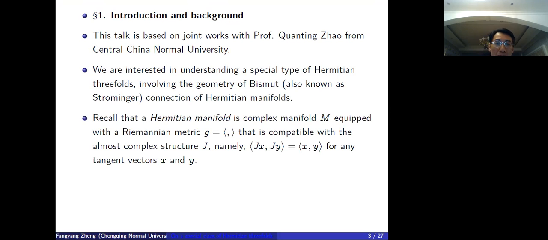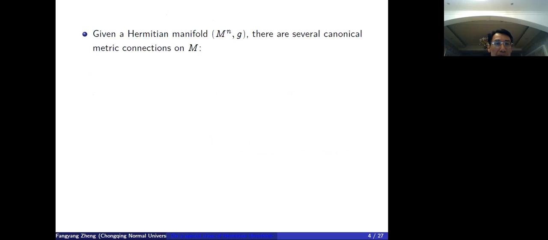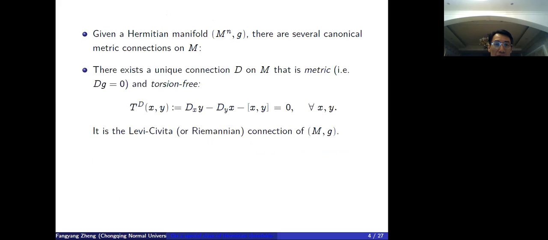First of all, let's recall that a Hermitian manifold is just a complex manifold equipped with a Riemannian metric that is compatible with the almost complex structure. Given any complex manifold, you always have this kind of metric. Once you equip the complex manifold with a Hermitian metric, there are several canonical metric connections on M. The first one, of course, is the Levi-Civita connection, which uniquely exists on any Riemannian manifold. That's the unique metric connection that is torsion-free.